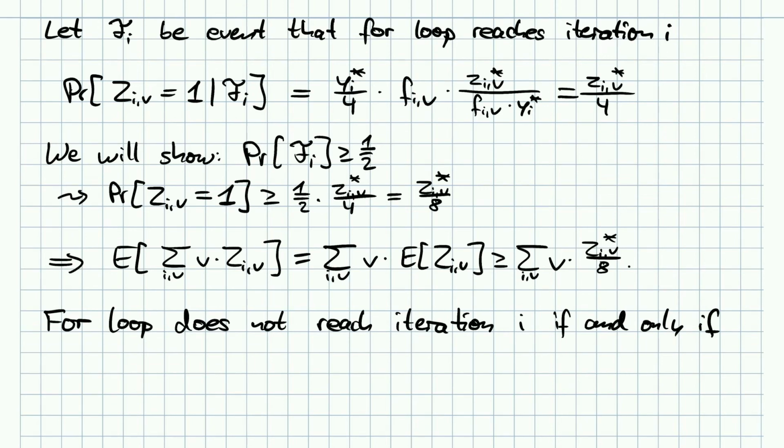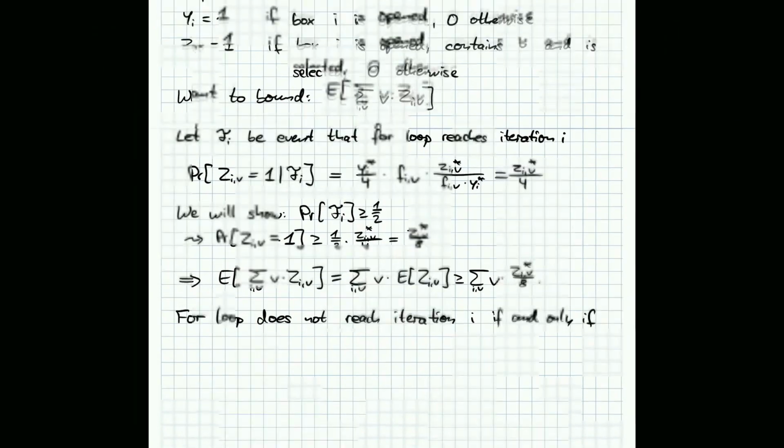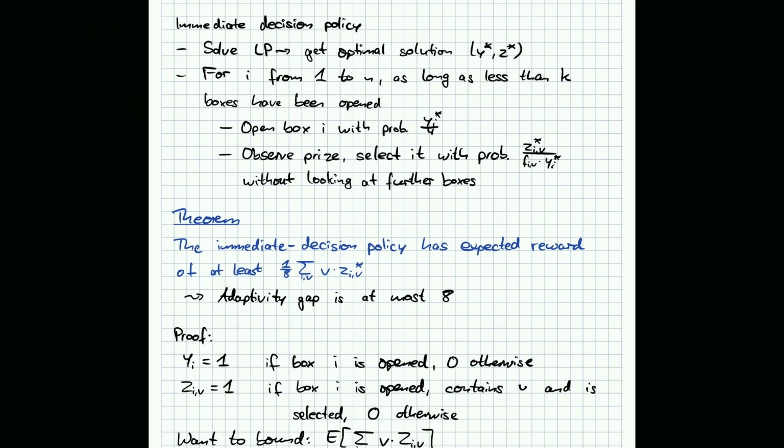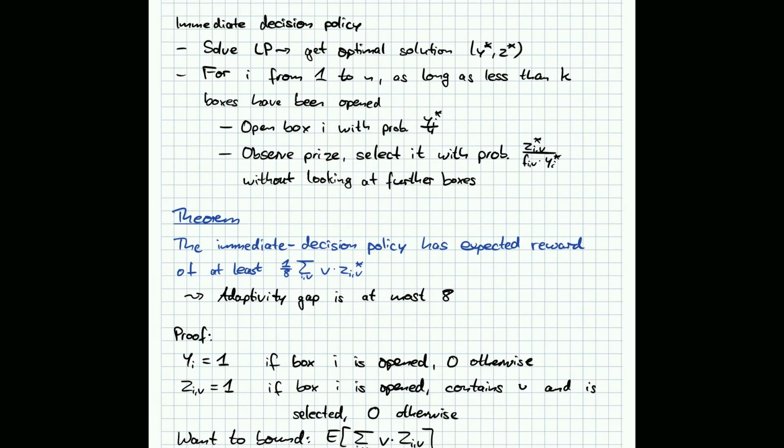Well, maybe let's go back to how we defined these things. When do we not reach iteration I? Well, two things can happen. Either too many boxes have been opened, there are already k boxes which have been opened before, or one of the boxes has been selected, and then we're not looking at any further boxes.